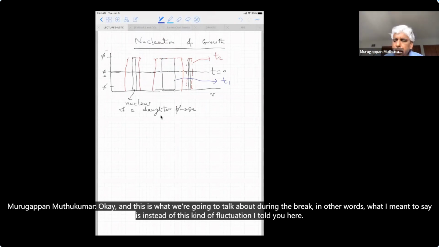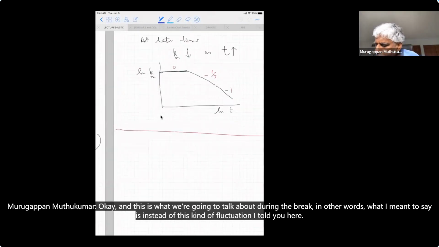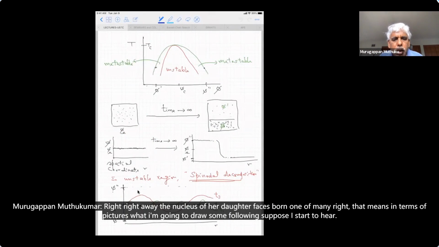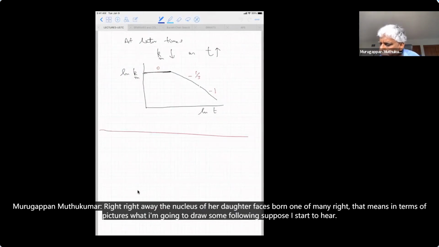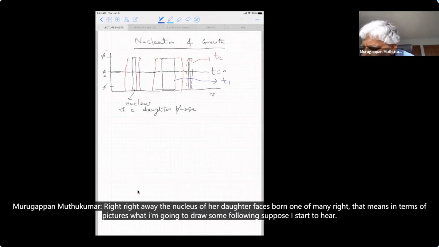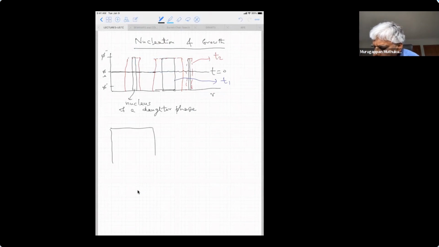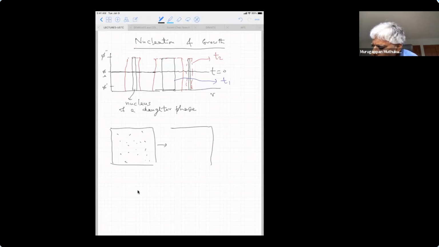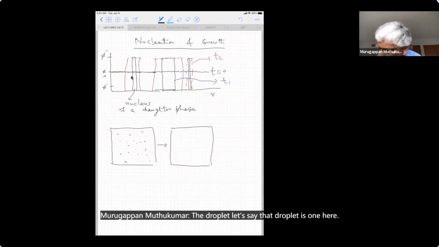In other words, what I'm going to say is that instead of this kind of fluctuation I told you about, right away a nucleus of a daughter phase is born, one or many, right? That means in terms of pictures, what I'm going to draw is the following. Suppose I start here. These are the molecules, right? As a function of time, what happens is, let's say a droplet is born here.